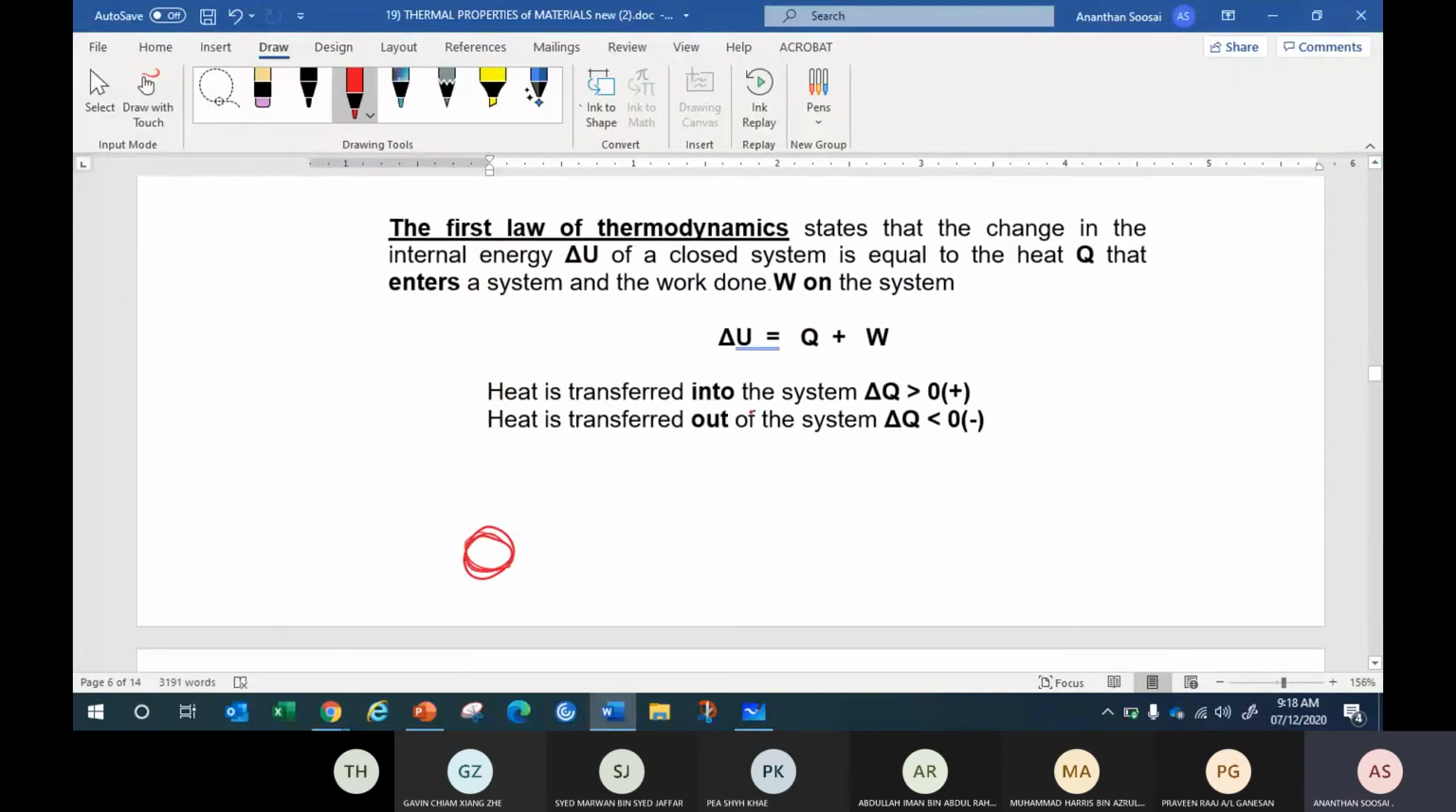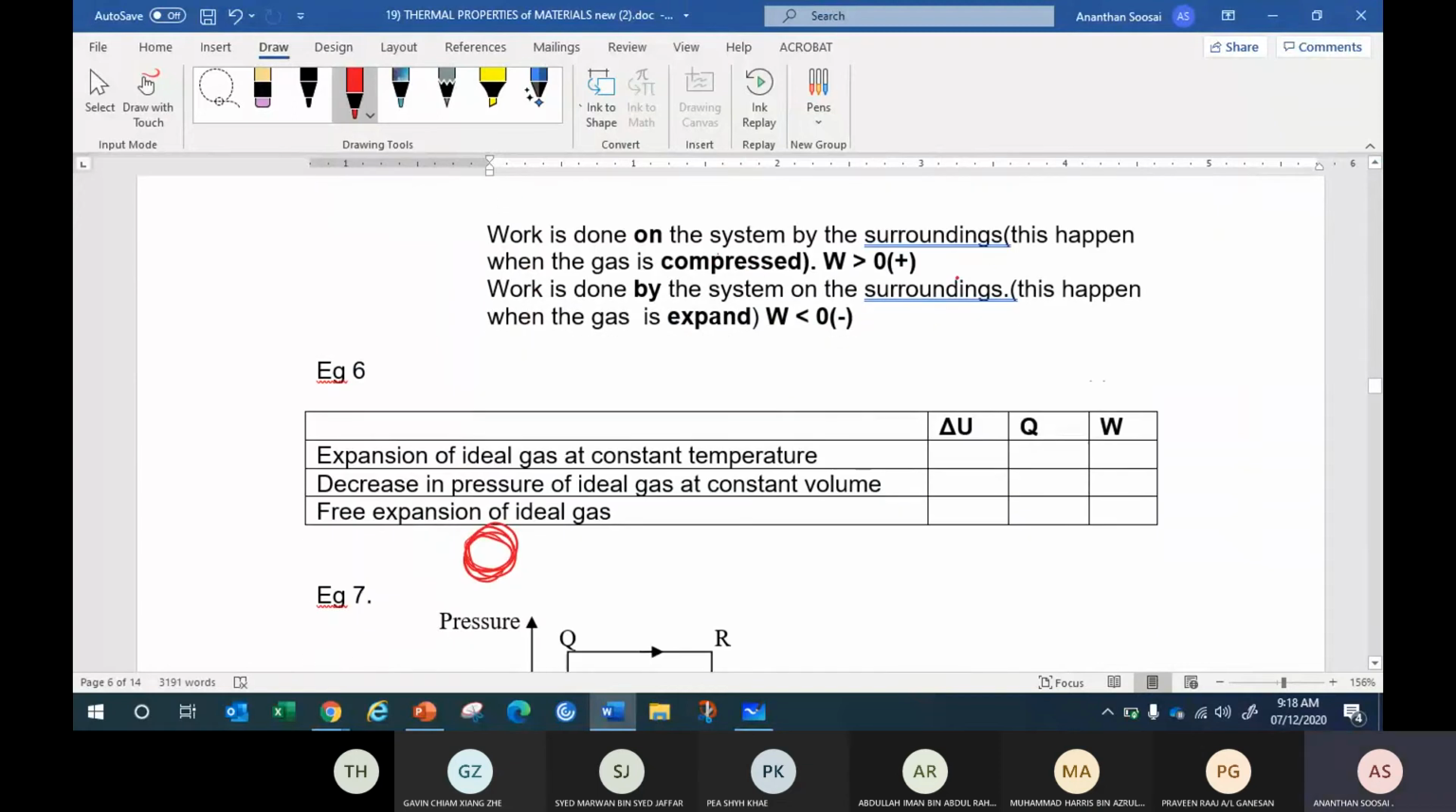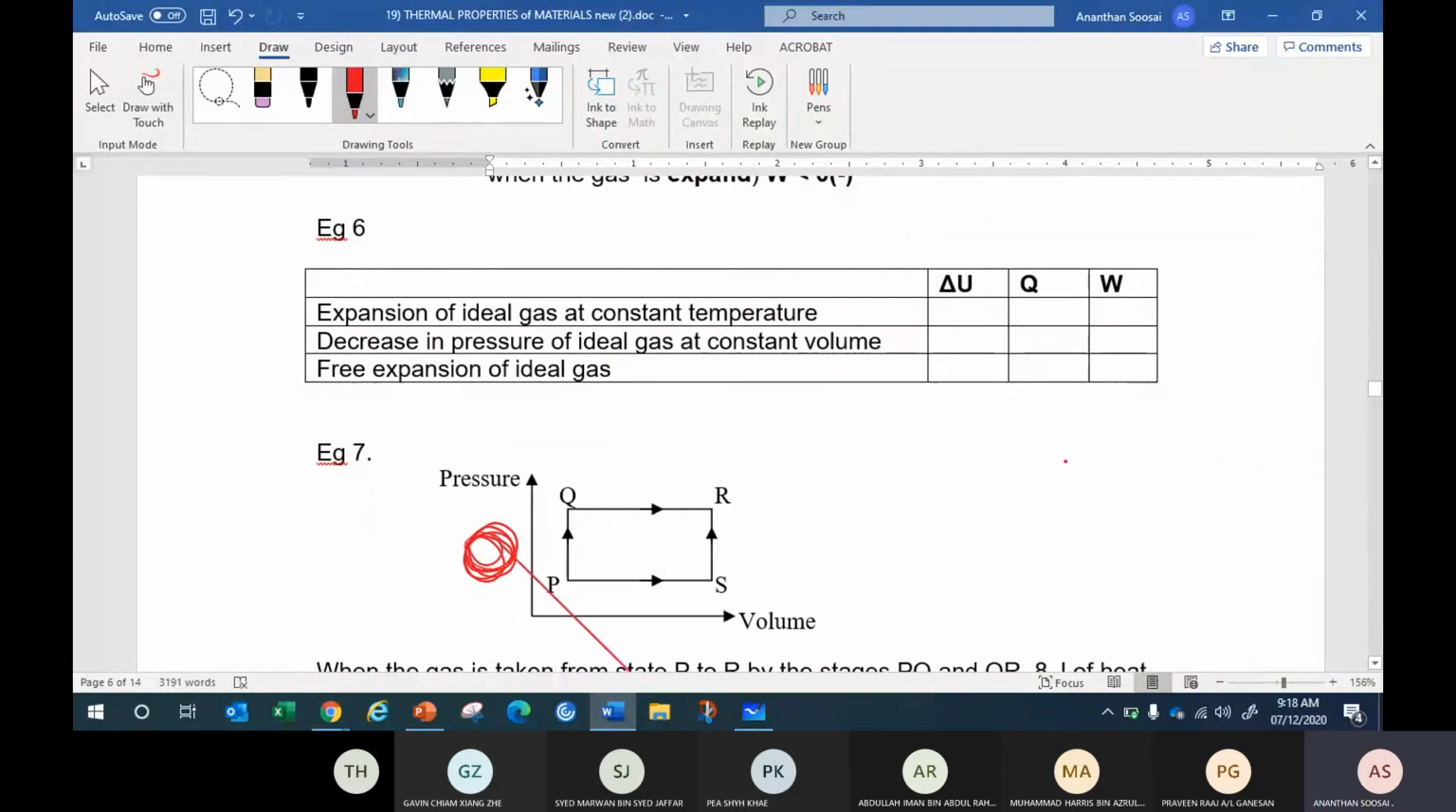So changes of U is Q plus W. Heat transfer into the system, Q is positive. Heat removed from the system, like cooling, Q is negative. And next, compress, W positive, expand, negative. Okay, so now your turn. I want you to fill up this box here. Thermodynamic first law. Please fill up here. If it is increasing, put positive. If it is decreasing, put negative. If no change, put 0.